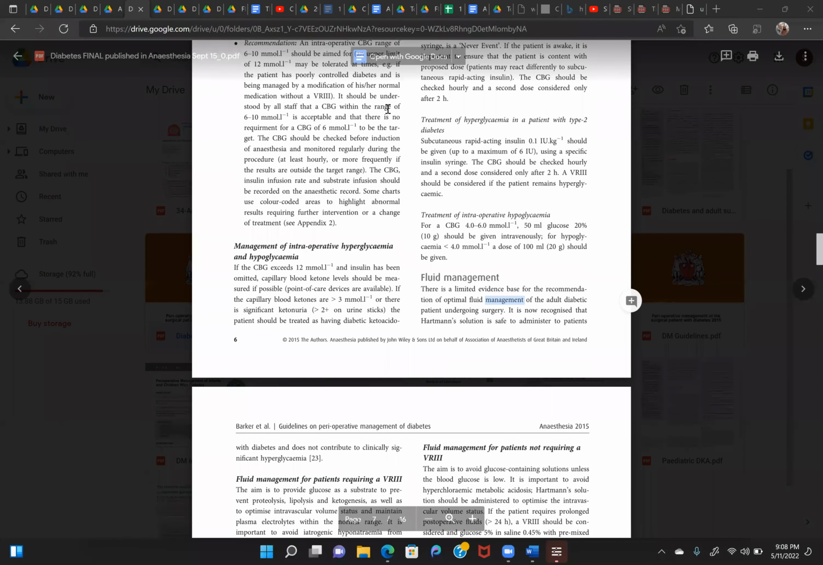We will discuss the remaining part of the perioperative complications related to diabetes.